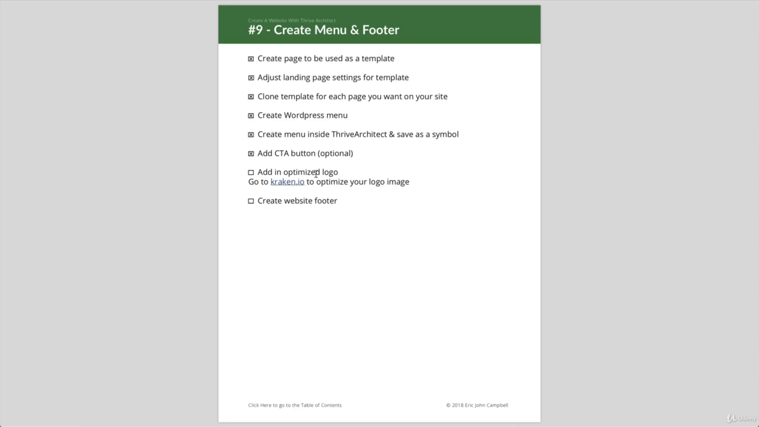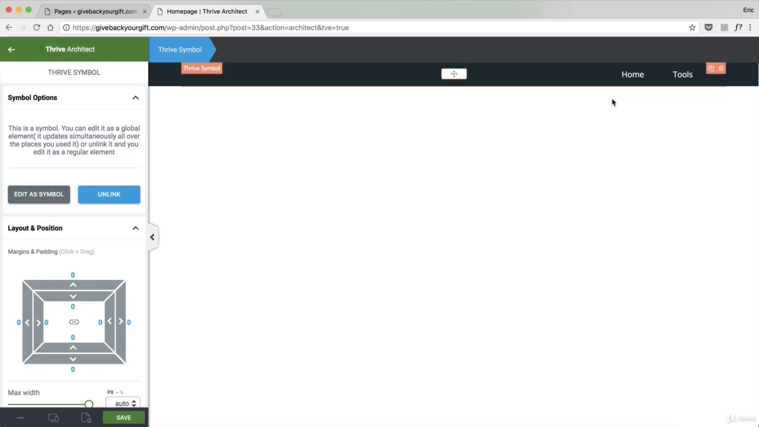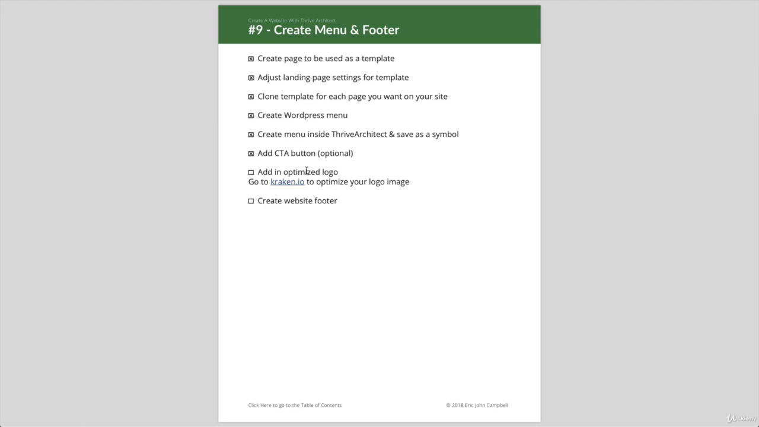And next up is add in an optimized logo. So for most footers, you're going to want to have a logo on the left-hand side. And that's what I'm going to add here. Now, one thing I want to mention is whenever you add images to your site, they increase the load time because it's an extra thing that your website has to load. And an easy way to decrease this time is to use a free website called kraken.io.